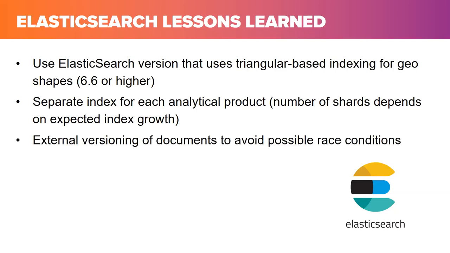Use external versioning of documents. In our case, it's the updated timestamp of the original imagery. If that was not mentioned yet, the imagery provider may update existing imagery with some corrections, and we need to immediately reprocess all of the related products. And we need the versioning to prevent race conditions when two Spark workers are trying to insert different versions of the same analytical product.